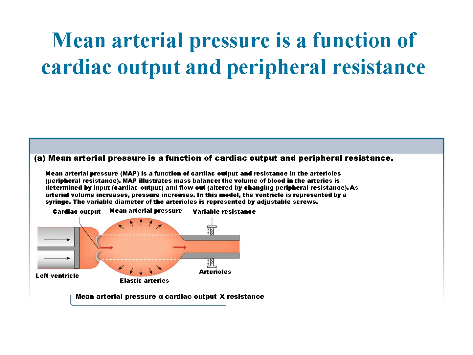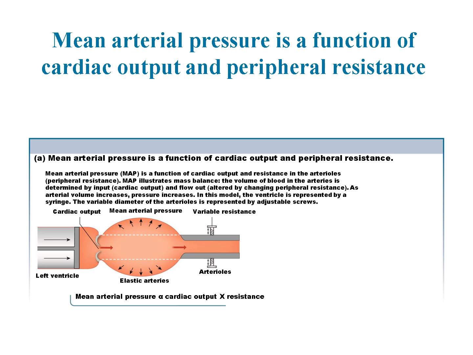Mean arterial pressure is determined by two key factors: cardiac output and resistance in the arterioles, also known as peripheral resistance. This relationship ensures that blood flow is regulated to meet the body's demands. Mean arterial pressure represents the balance between the amount of blood entering the arteries, which is controlled by cardiac output, and the amount of blood leaving the arteries, which is influenced by changes in peripheral resistance. As arterial volume increases, pressure within the arteries also rises.